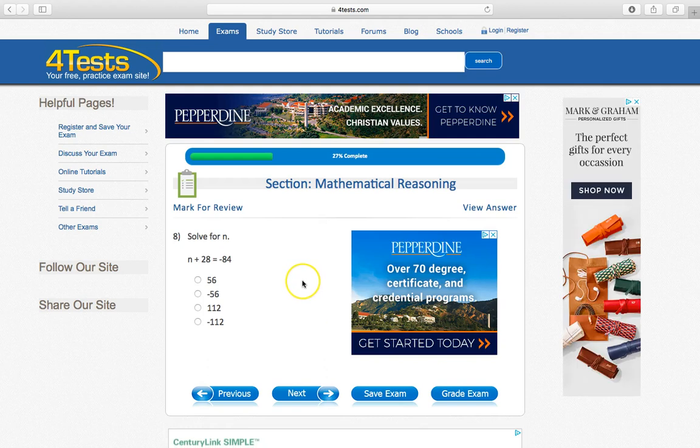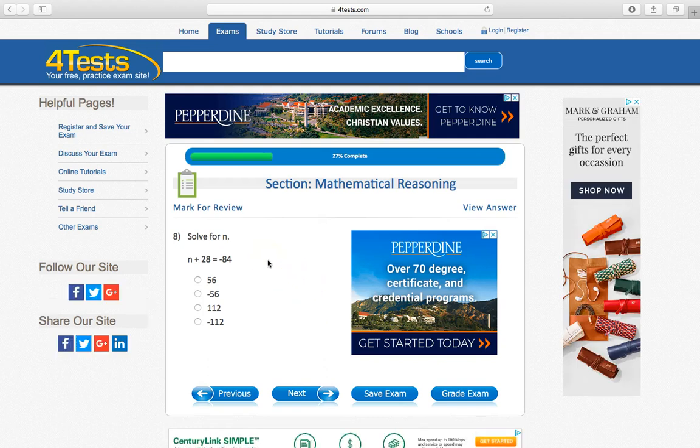An easier one here. Solve for n. Okay, n plus 28 equals -84. Subtract 28 from each side, right? And remember, when we start with a negative and we subtract, that makes it more negative, so further away from 0. So -84 minus 28 is -112.